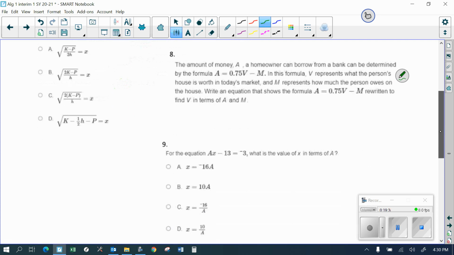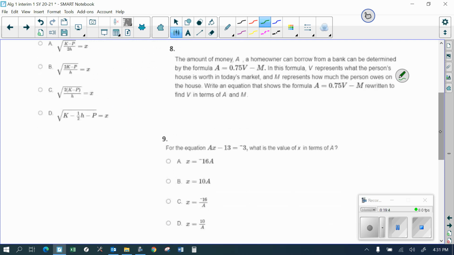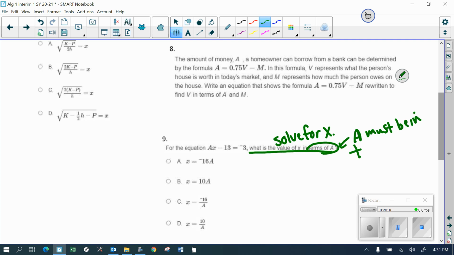Number 8. The amount of money a homeowner can borrow from a bank can be determined by this. For the equation, what's the value of x in terms of a? So again, it's the same type of question. When it says value of x in terms of a, it just means solve for x. When it says in terms of a, that means a must be in the answer.